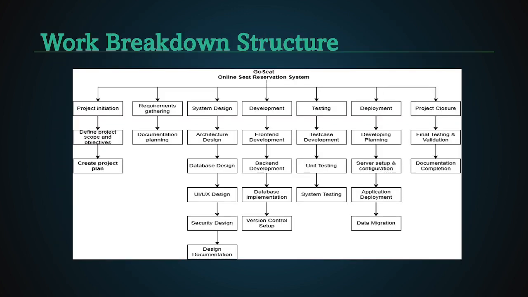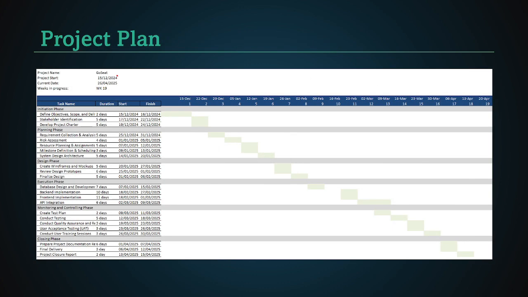Now see, this is my work breakdown structure. I divided it into 7 phases, like project initiation, requirement gathering, like that. According to these phases, I planned my project. This is my project plan. I planned from December to April, so nearly 19 to 20 weeks. So I planned and I did very well.